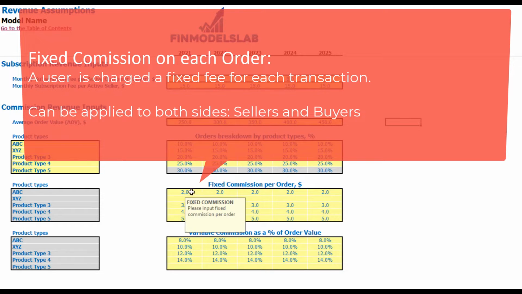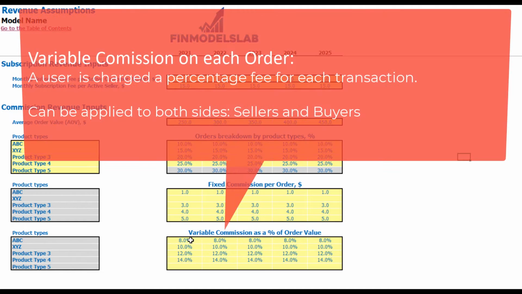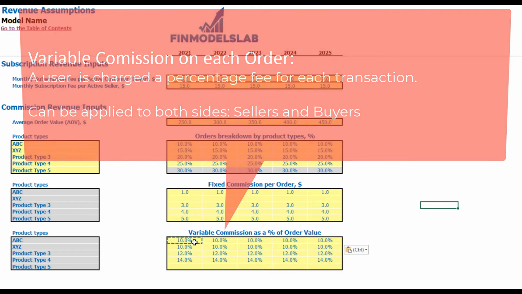Fixed commission per order means that, for example, we take $1 per each order. Very easy and simple. And second type, variable commission. So we can take, for example, 10% from each order value. If your order value is $100, you have 10%, which is $10 per each order.